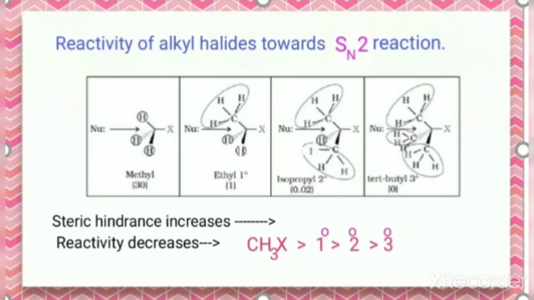So we can say that the reactivity decreases. When we compare methyl halide, 1 degree, 2 degree, 3 degree, the reaction takes place most easily in the case of the first, that is methyl halide, then in the case of the second, third. So this is the order of reactivity of alkyl halide towards nucleophilic substitution when it undergoes the SN2 reaction.